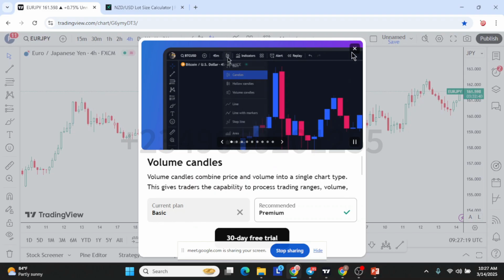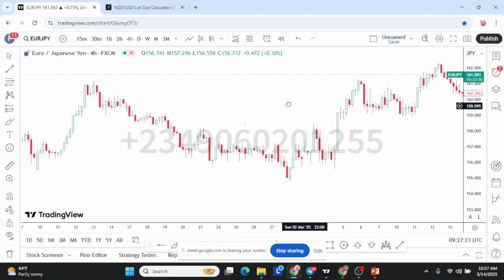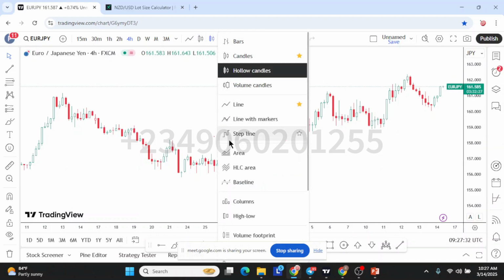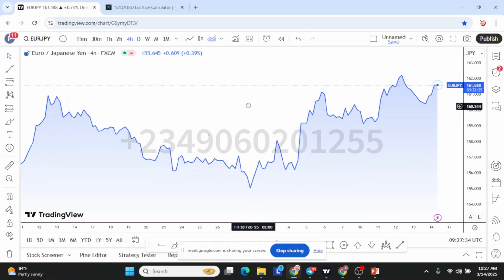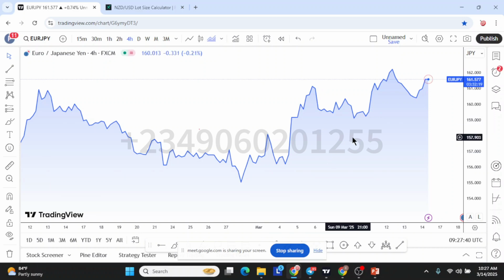So the TradingView app, we have the paid version and the free version. The one I'm using here now is the free version, which means we'll be unable to access some tools. So there are some tools here. This is another tool, the area charts. The area chart, we have the line and then we have a shaded portion. So here we just see how price is going up.